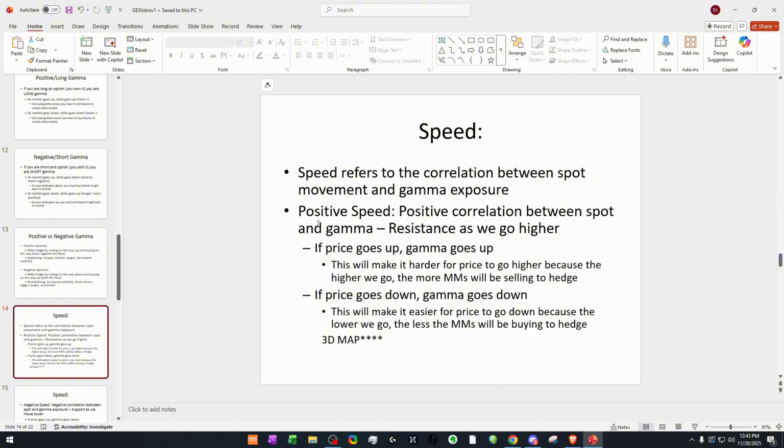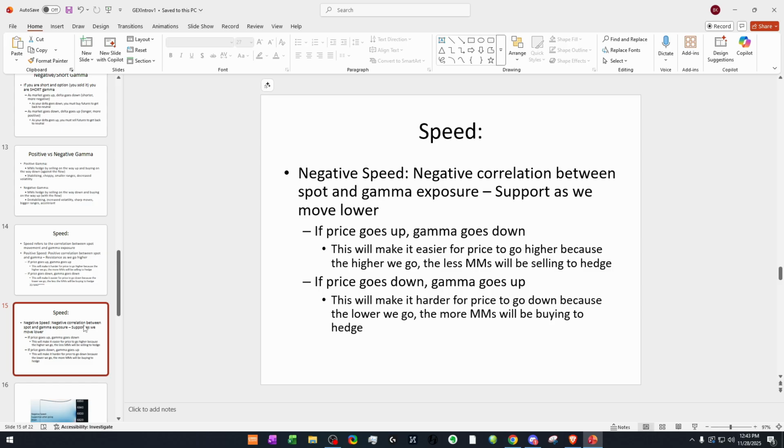So this will make it easier for price to go down because the lower we go, the less the market makers will be buying to support the price. And then the opposite is negative speed. So there's a negative correlation between spot and gamma exposure. So in this case, it's supportive as we move lower. Let me go step by step. If price goes up, gamma goes down. This will make it easier for price to go higher because the higher we go, the less the market makers will be selling to hedge. And if price goes down and gamma goes up, this will make it harder for price to go down because the lower we go, the more and more market makers will be buying futures to hedge.